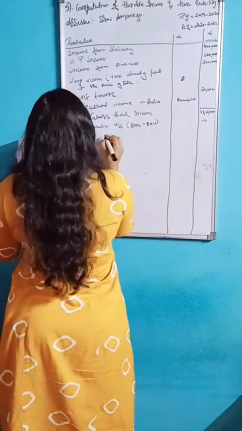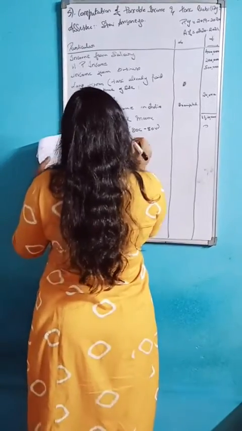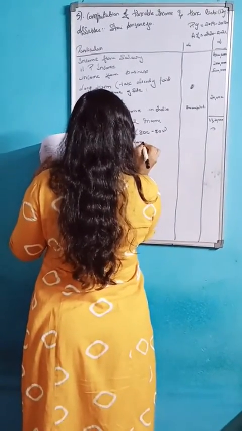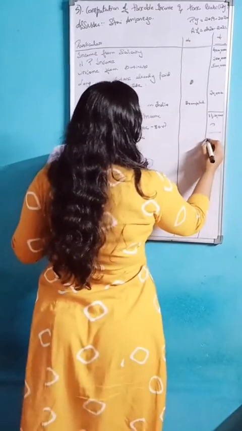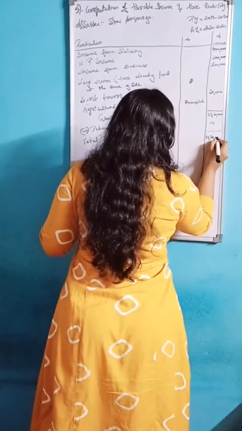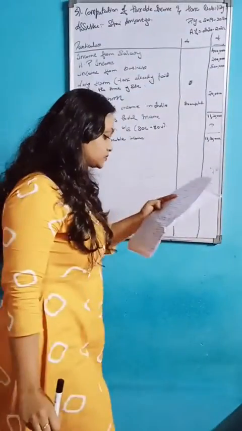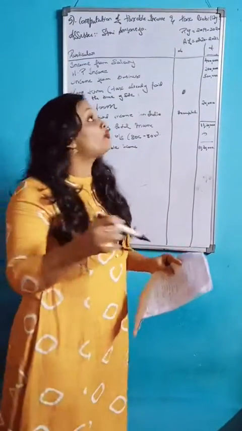Then you write here the total taxable income, the same amount you write here, 11,20,000. Okay. Next, the first section is over.